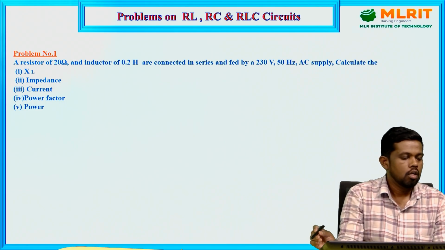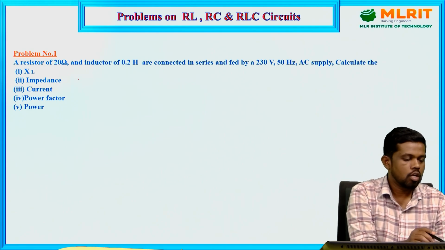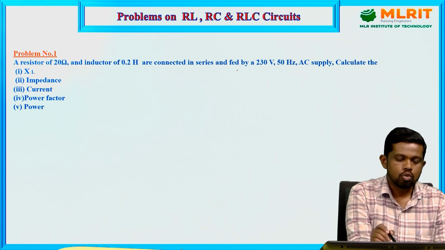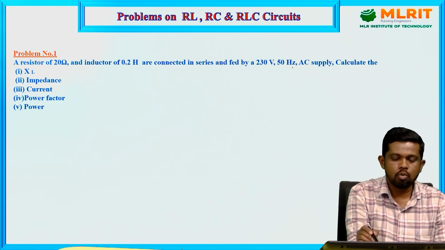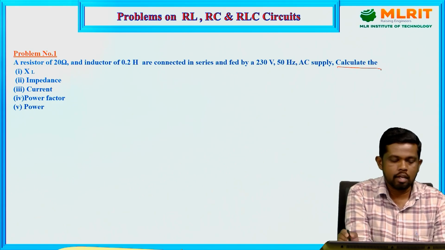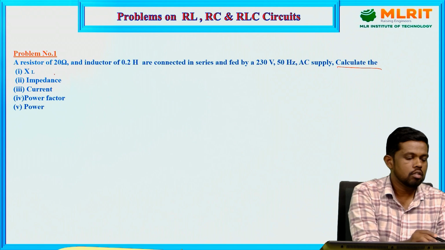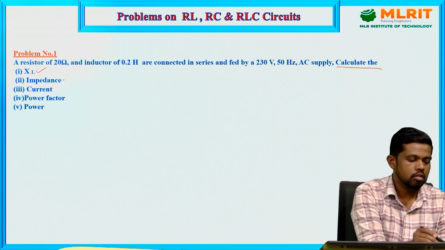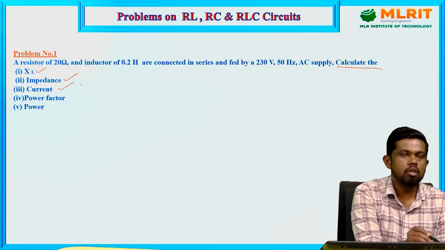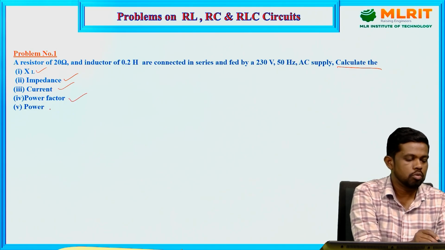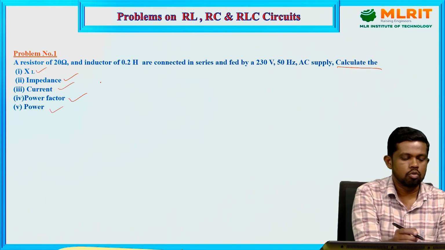A resistor of 20 ohms and an inductor of 0.2 Henry are connected in series, supplied from a 230 volts, 50 hertz supply. Calculate the inductive reactance. Next, the impedance of the circuit. Third, the current offered by the network and also the power factor of the circuit. Then find the power consumption of the RL series circuit.